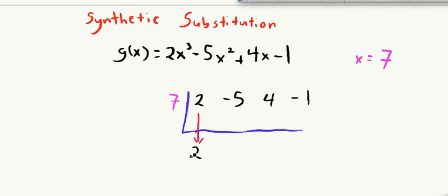Now every other step that we do is going to be exactly the same. So we're going to do 7 times 2, that gives us 14, so 14 goes inside the noodle wumpus underneath the negative 5. Okay, so we just multiplied 7 times 2 to get 14, and now we're going to add negative 5 plus 14 to give us 9. All right, now we're going to do the same step. We're going to do 7 times 9 to give us 63.